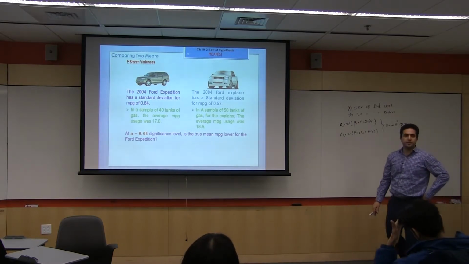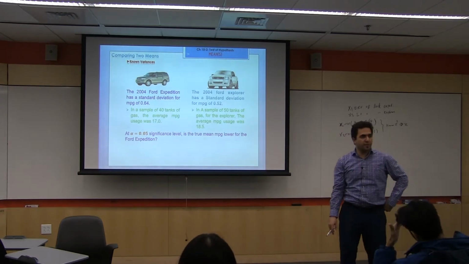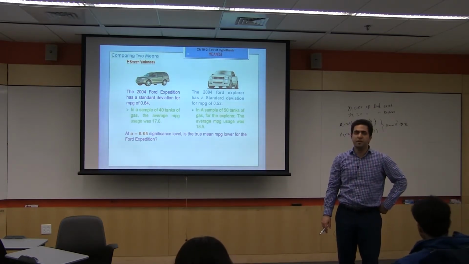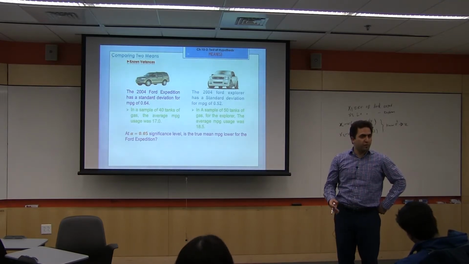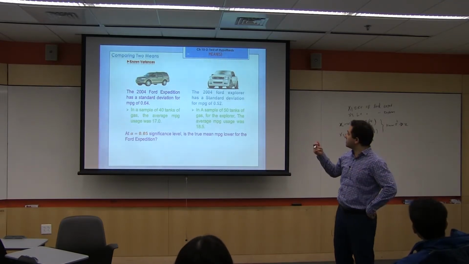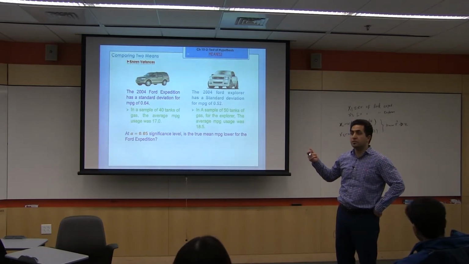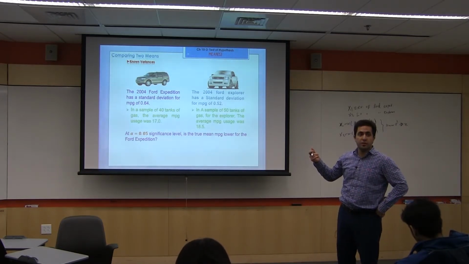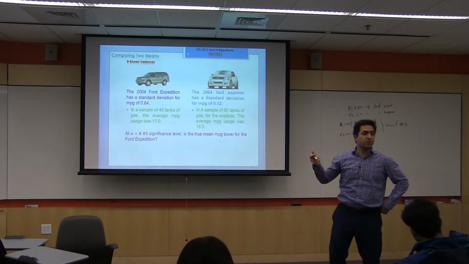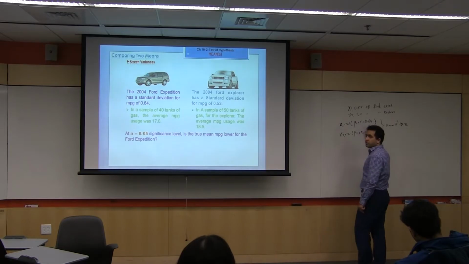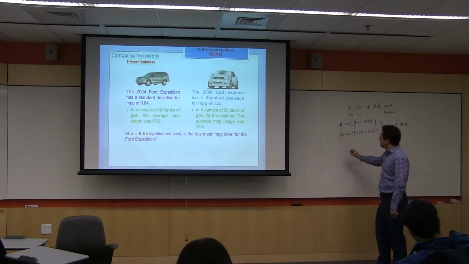I have two cars. X1, random variable of the miles per gallon for the Ford Expedition, X2 for Explorer. Unknown means, however, we know the standard deviations. Therefore, I'm using Z distribution. So, distributions are based on mu1 and mu2 are not known, but these two are known to us.